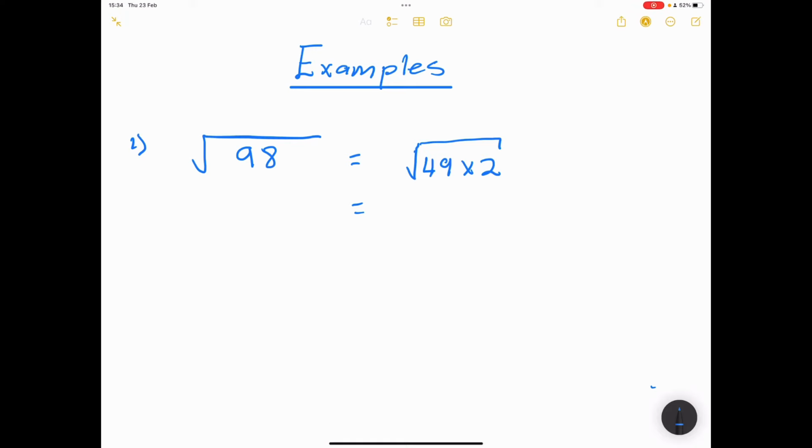Okay, so the square root of 49 multiplied by, what am I doing? The square root of 49 multiplied by the square root of 2, and so the square root of 49, that's 7, times the square root of 2. So that's the simplest way that we can write that down, right? Okay, let's take another one.